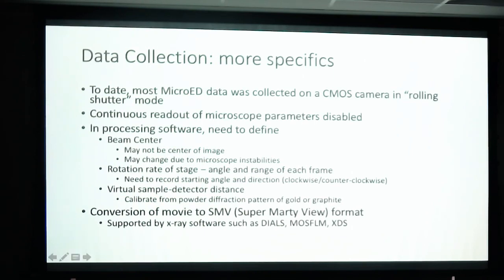And then you also have to know the sample to detector distance, which you've already calibrated using some sort of powder diffraction of gold or graphite. And then the movies you collect have to be converted to SMV format, which various pieces of X-ray software can read. None of the detectors naturally save into SMV format, but there are scripts available that will do that for you.